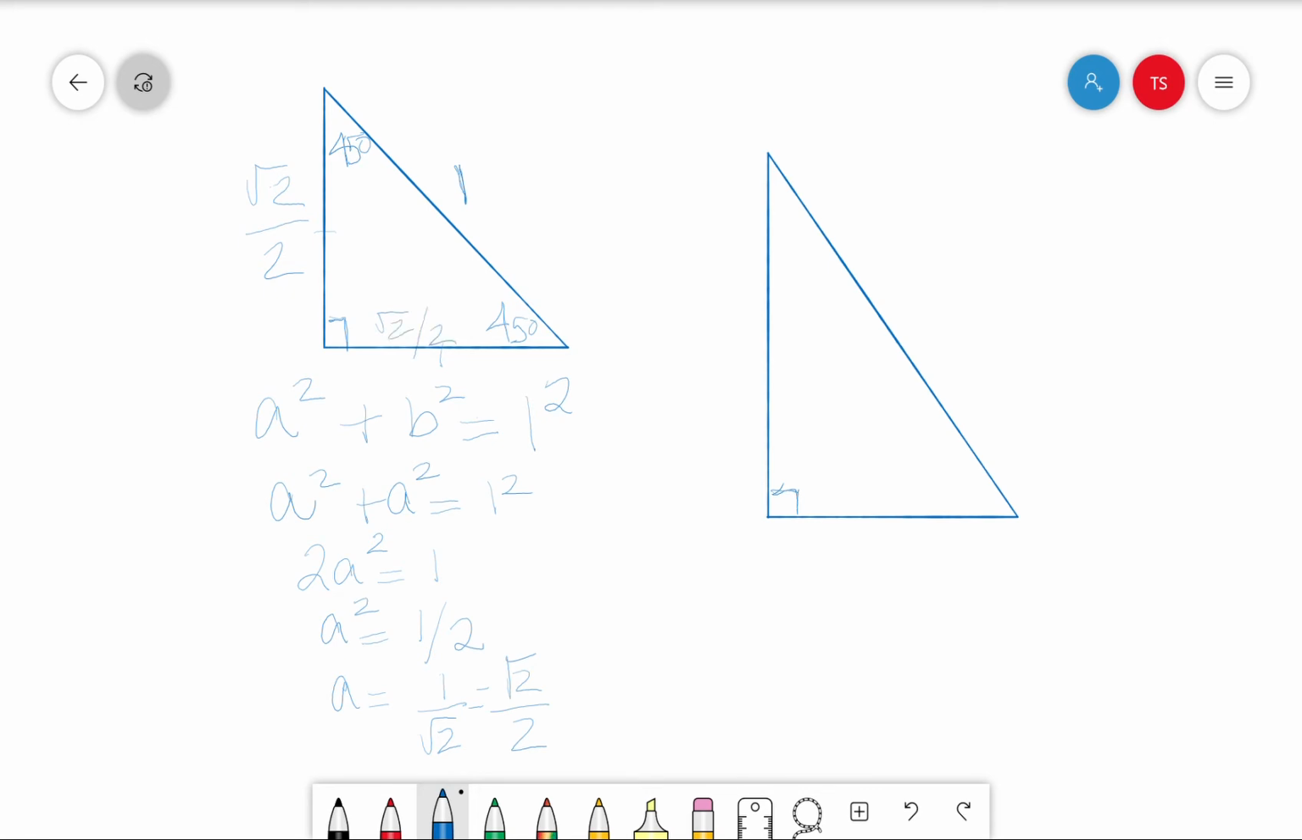Okay, so if I think of just finding the sine of 45 degrees, then it's going to be opposite over hypotenuse, which will be radical 2 over 2 over 1, or just radical 2 over 2. And the cosine of 45 degrees is going to be the exact same thing.